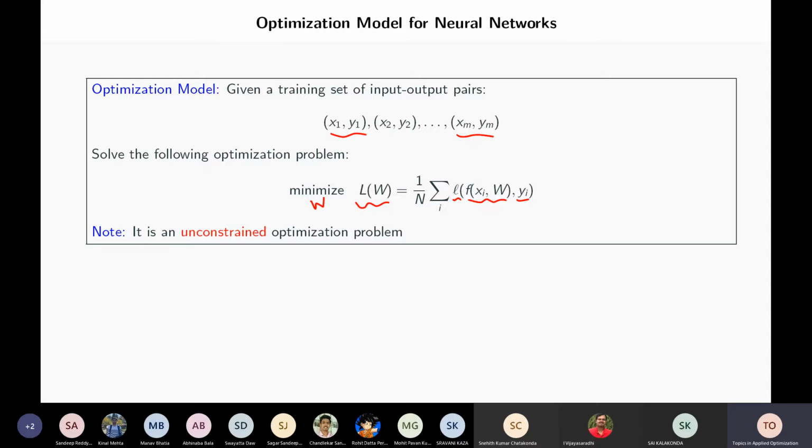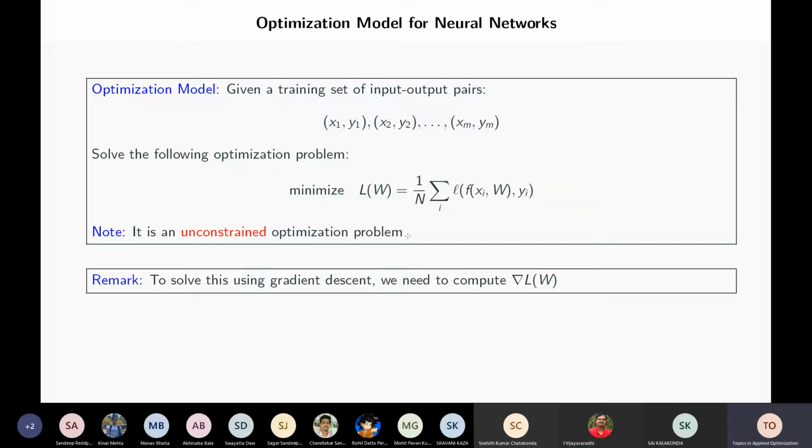So we saw that it's an unconstrained optimization problem, because W has no restriction here, and to solve this using the gradient descent method, we need to compute the gradient. So the gradient method does require a gradient. But apart from being unconstrained, it's well known that it's non-convex. So this is a non-convex optimization problem, and non-linear. It's not even quadratic. So this is the problem when we are working with neural networks.